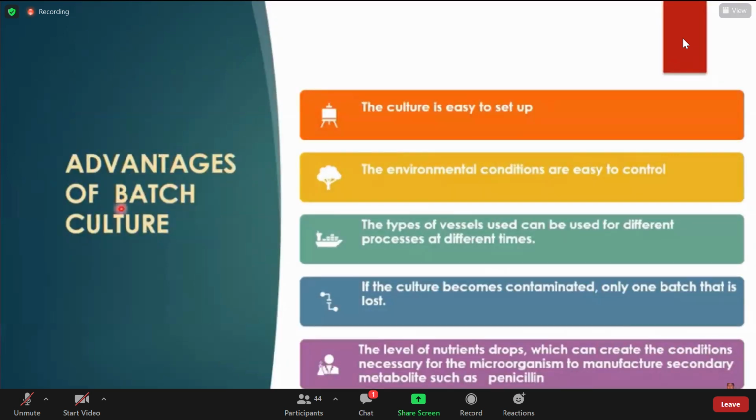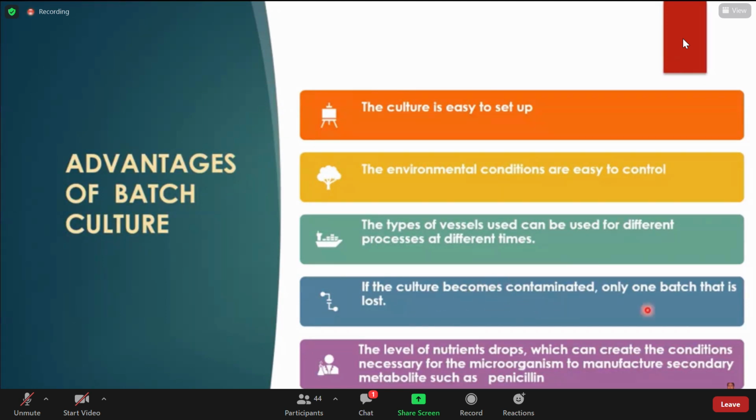Then what are the advantages of this batch culture? The batch culture is very easy to set up, because you take a limited volume of the medium, inoculate it, and once it is done you remove it. So it is easy to set up, and the environmental conditions are also easy to control. Then the type of vessel used can be reused for different processes at different times. For example, if you are taking a single conical flask, you can wash it and reuse it for other purposes. I'm talking only about a conical flask; it may be fermenters also.